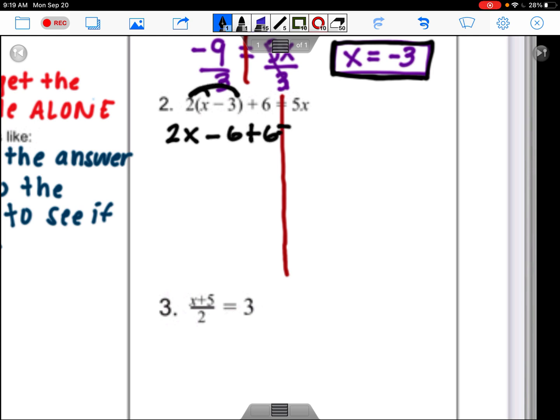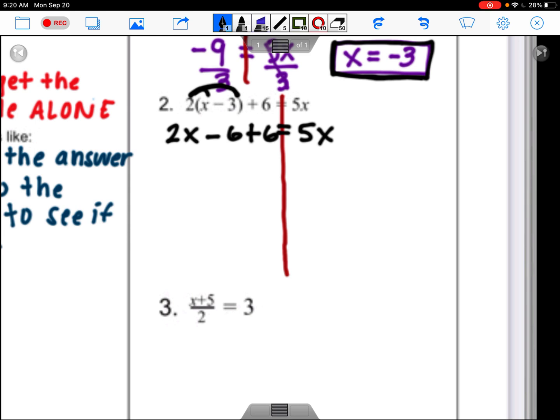Plus 6 equals 5x. So I'm going to minus the 2x. Oh, you know what? I'm not going to do that first. I'm sorry. Let me collect like terms. Do you see how this is all one side of the equal sign? It's all to the left of the red line. That means I'm just going to combine these two, right? Remember, I only do the opposite sign if I'm moving over that equal sign or moving across that red line.